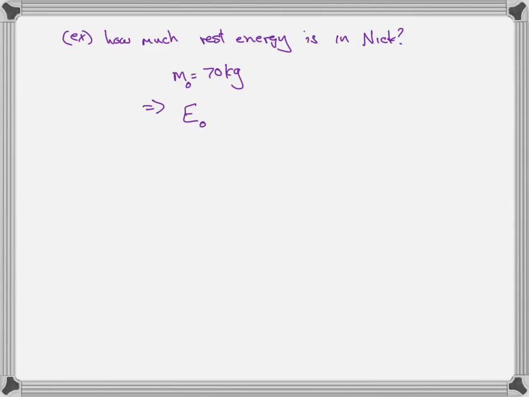So we can figure out the rest energy is 70 kilograms times c squared, 3 times 10 to the 8th meters per second, quantity squared, and that number is 6.3 times 10 to the 18th joules. Is that a lot of energy?